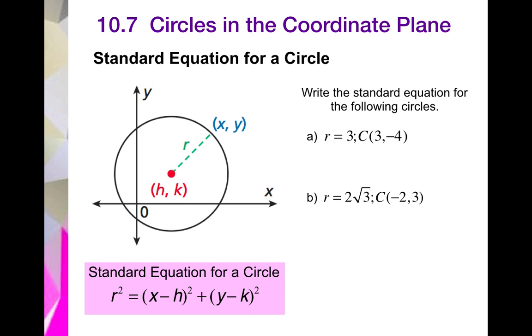Now write the standard equation for the following circles. So if I have a radius of 3, that means that I'm going to make this 3 squared. And then the center of 3, negative 4, that equals the quantity x minus 3, and that quantity squared, plus y minus a negative 4, which is going to be plus 4, and then square that. So then we have our equation for that first radius and for the center.